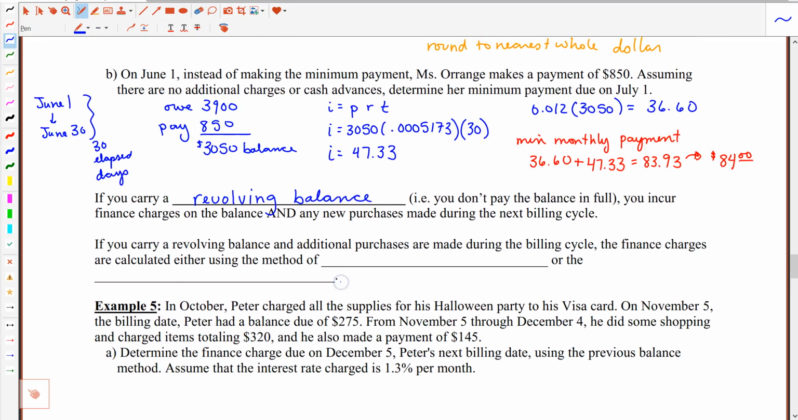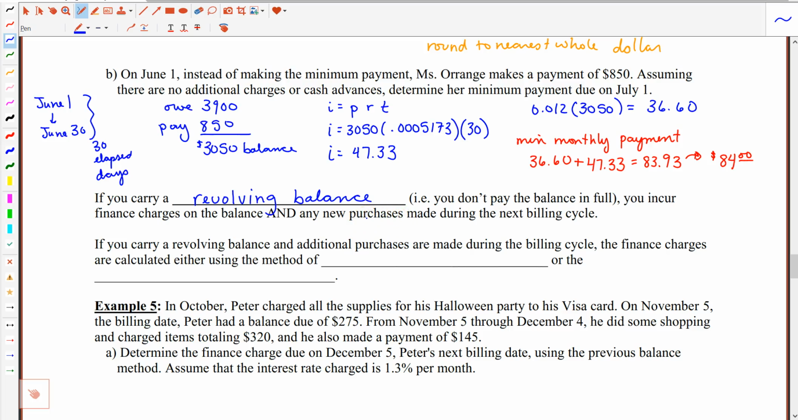That's actually what was going on in this example with Ms. Orange. When she did not pay off her table and chairs fully, she only sent in $850. So at that point in time, she incurred finance charges on this balance. Now, at that point in time, she also did not make any additional charges, so we didn't have to worry about the new purchases incurring a finance charge.